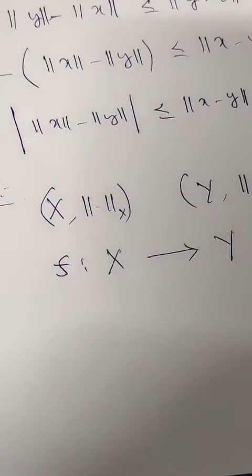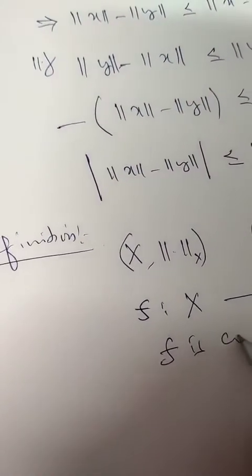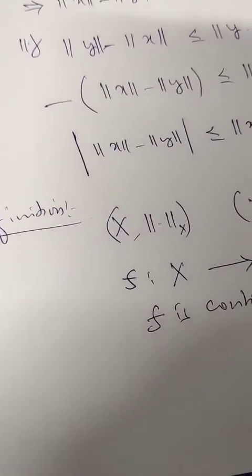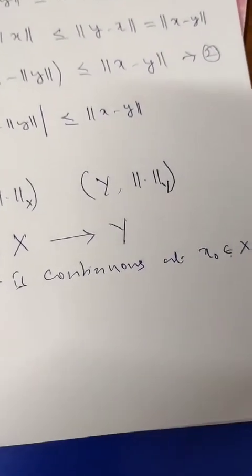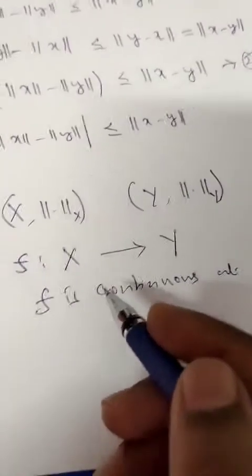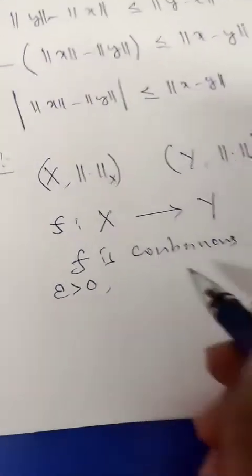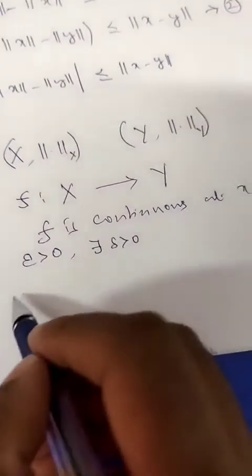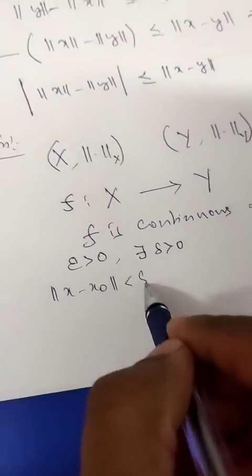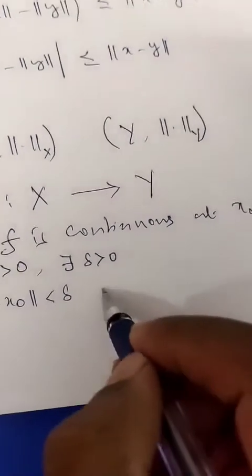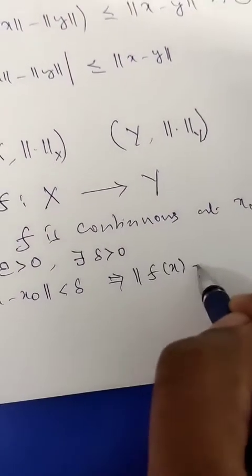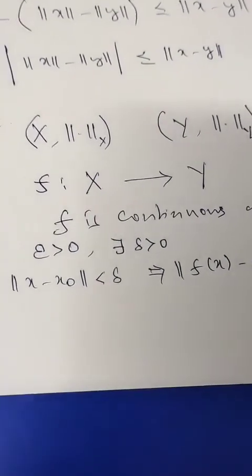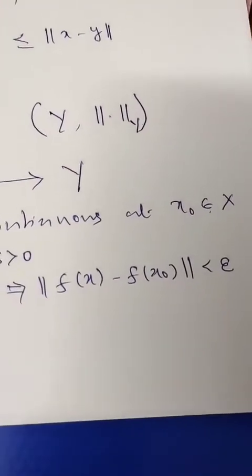We say this f is continuous at the point x naught belonging to x if to each epsilon positive there exists a corresponding delta positive such that norm of x minus x naught is less than delta implies norm of f of x minus f of x naught is less than epsilon.